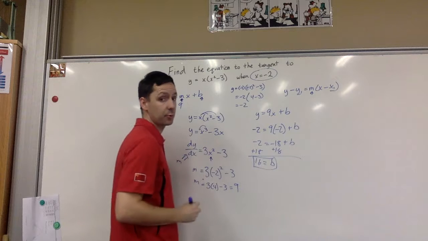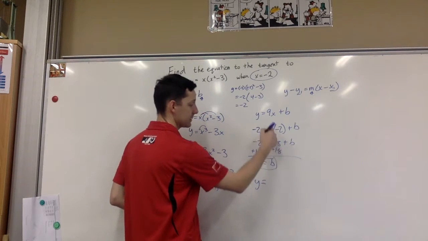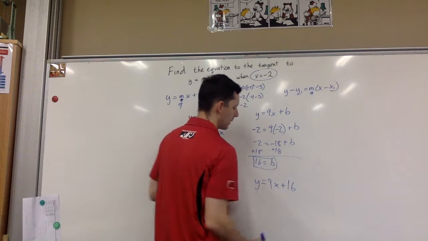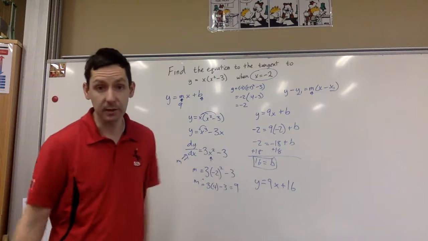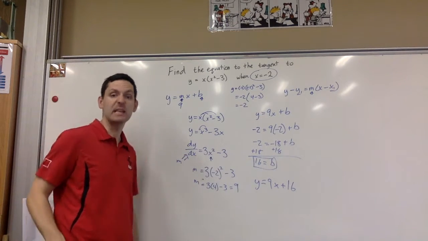Now I can put it back into the equation. Remember, x and y were only temporary. The purpose of this was to get y equals my slope, which is 9x plus b, which is 16. And remember, if b is negative, then it'll be a minus b. That's all right. You got it? That's the first one. That was the easy one, finding the tangent.